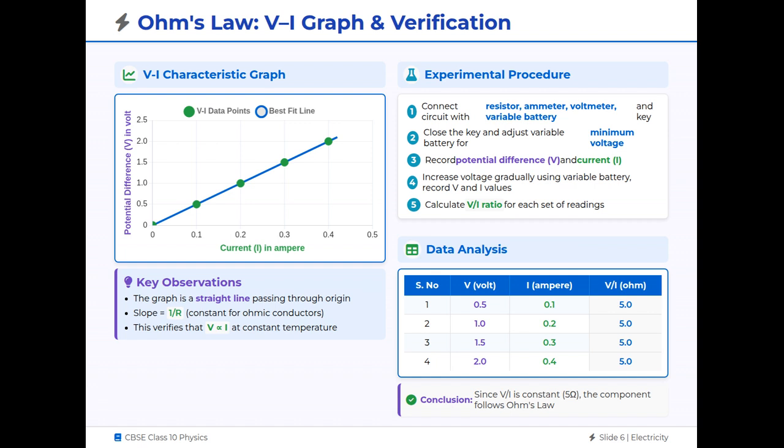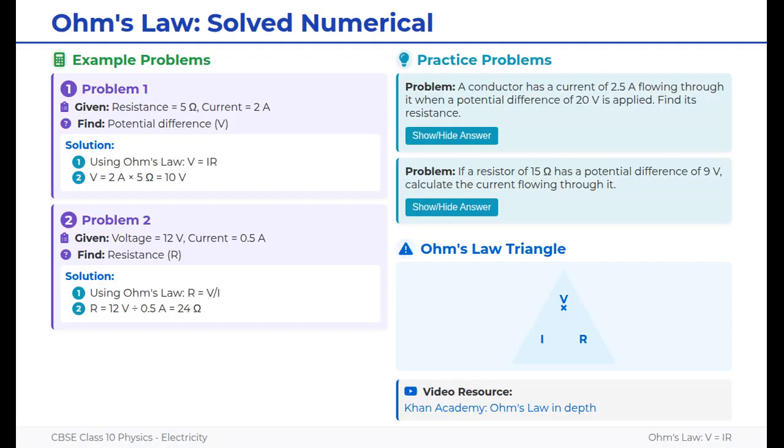This linear relationship is elegantly demonstrated by a VI graph. For a conductor that obeys Ohm's law, this graph is a perfect straight line going right through the origin. The slope, or gradient of this line, directly gives us the value of its resistance, R.